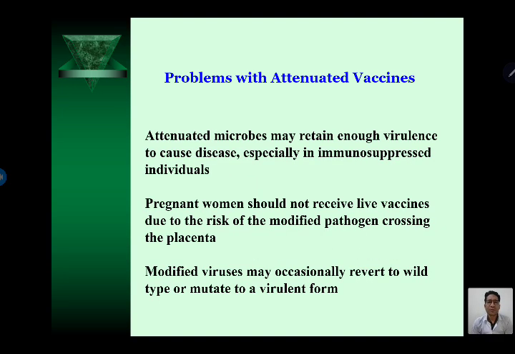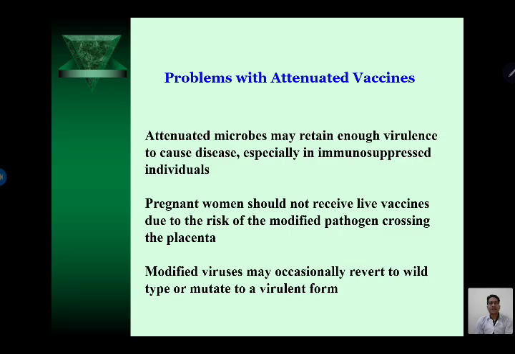The next topic is problems with attenuated vaccines. The attenuated microbes may retain enough virulence to cause disease. Especially, immunosuppressed individuals and pregnant women should not receive live vaccines, due to the risk of the modified pathogens crossing the placenta. The modified viruses may also occasionally revert to the wild type or mutate to a virulent form.